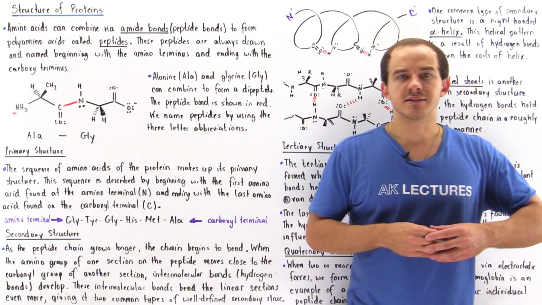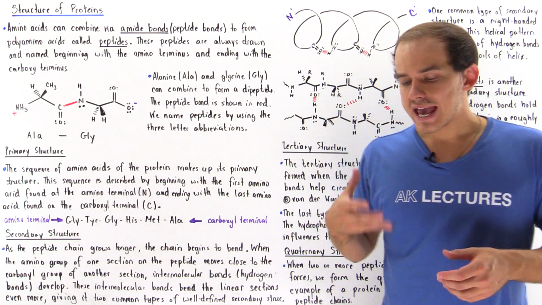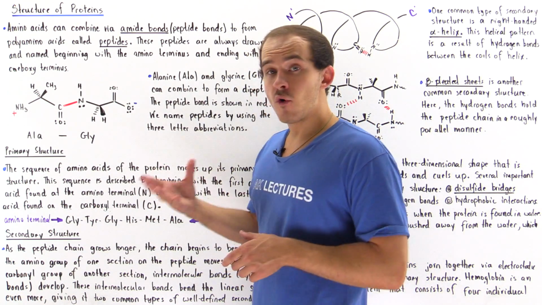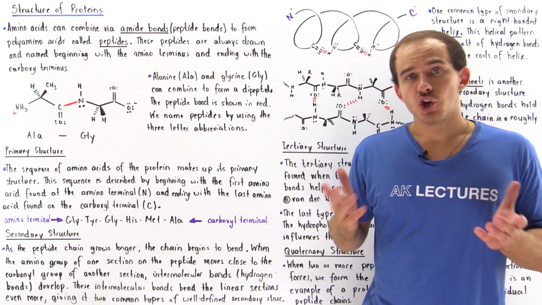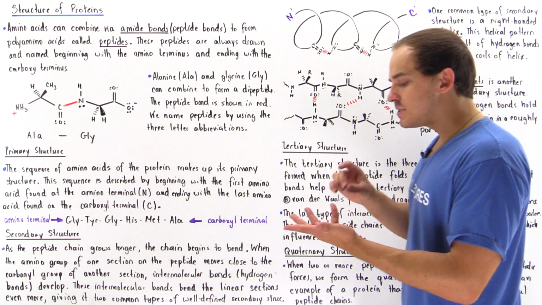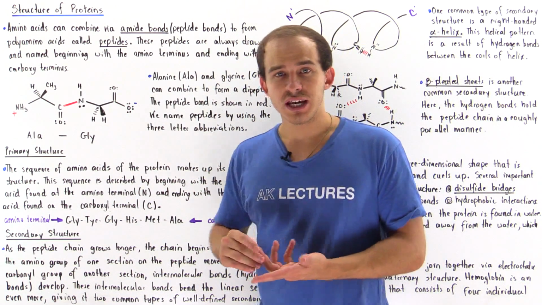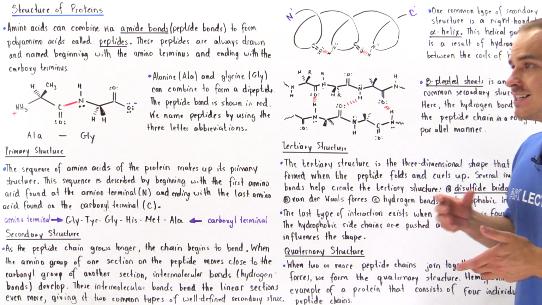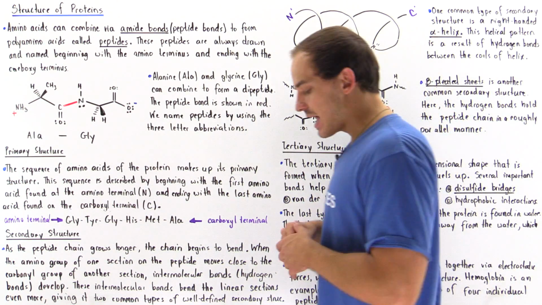Two or more amino acids can combine to form the amide bond, more commonly known as the peptide bond, to form polyamino acids known as peptides or polypeptides. Now, peptide, polypeptide, and protein usually mean the same exact thing. These words are used interchangeably.